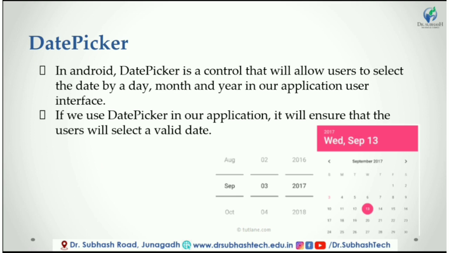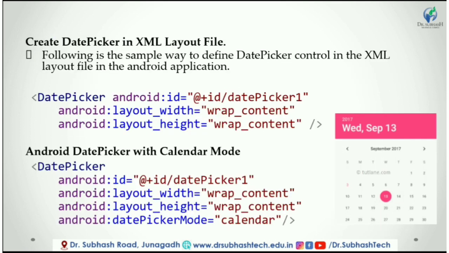Generally in Android, date picker is available in two modes. One is to show a complete calendar and another one is to show the date in spinner view. First is creating a date picker in an XML layout file. In Android, we can create a date picker in an XML layout file using the DatePicker element with different attributes, as shown below.